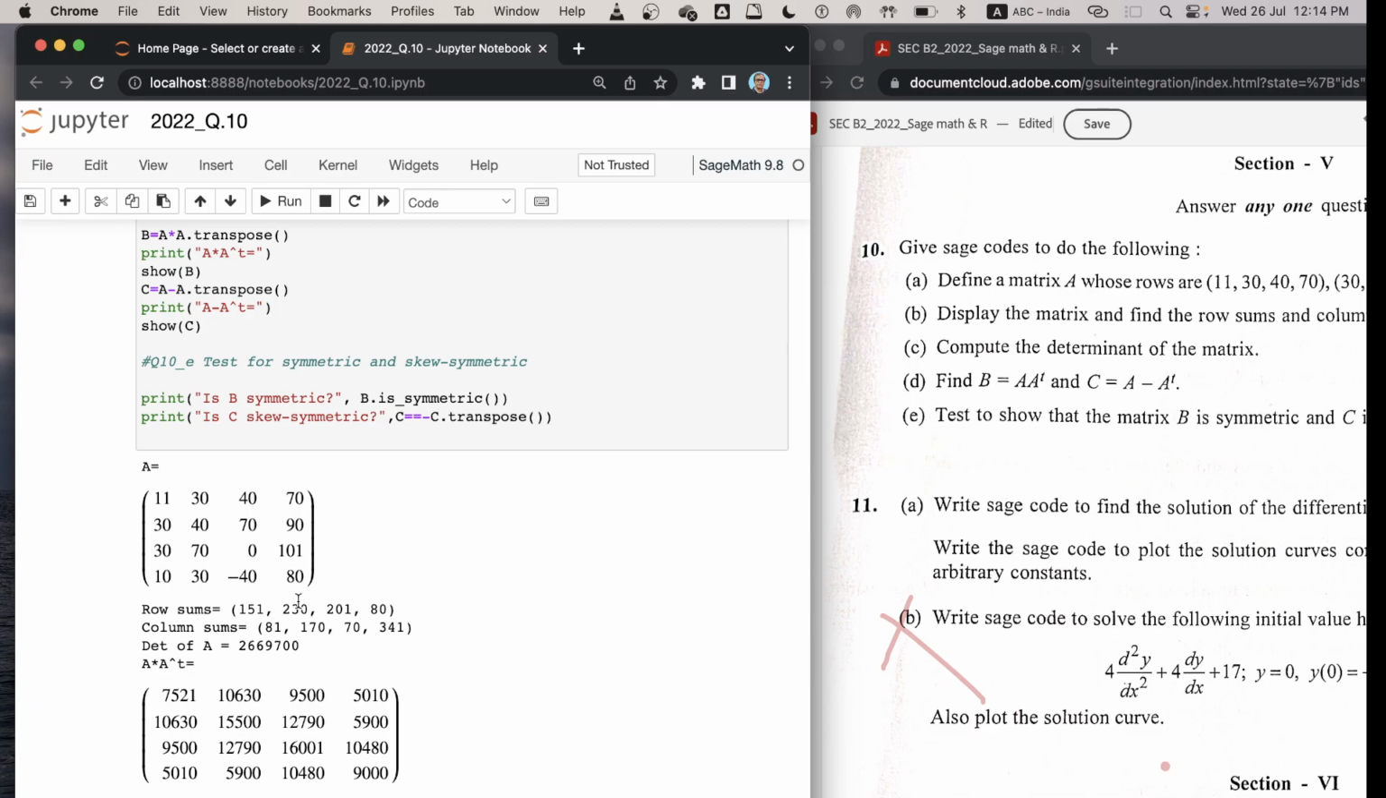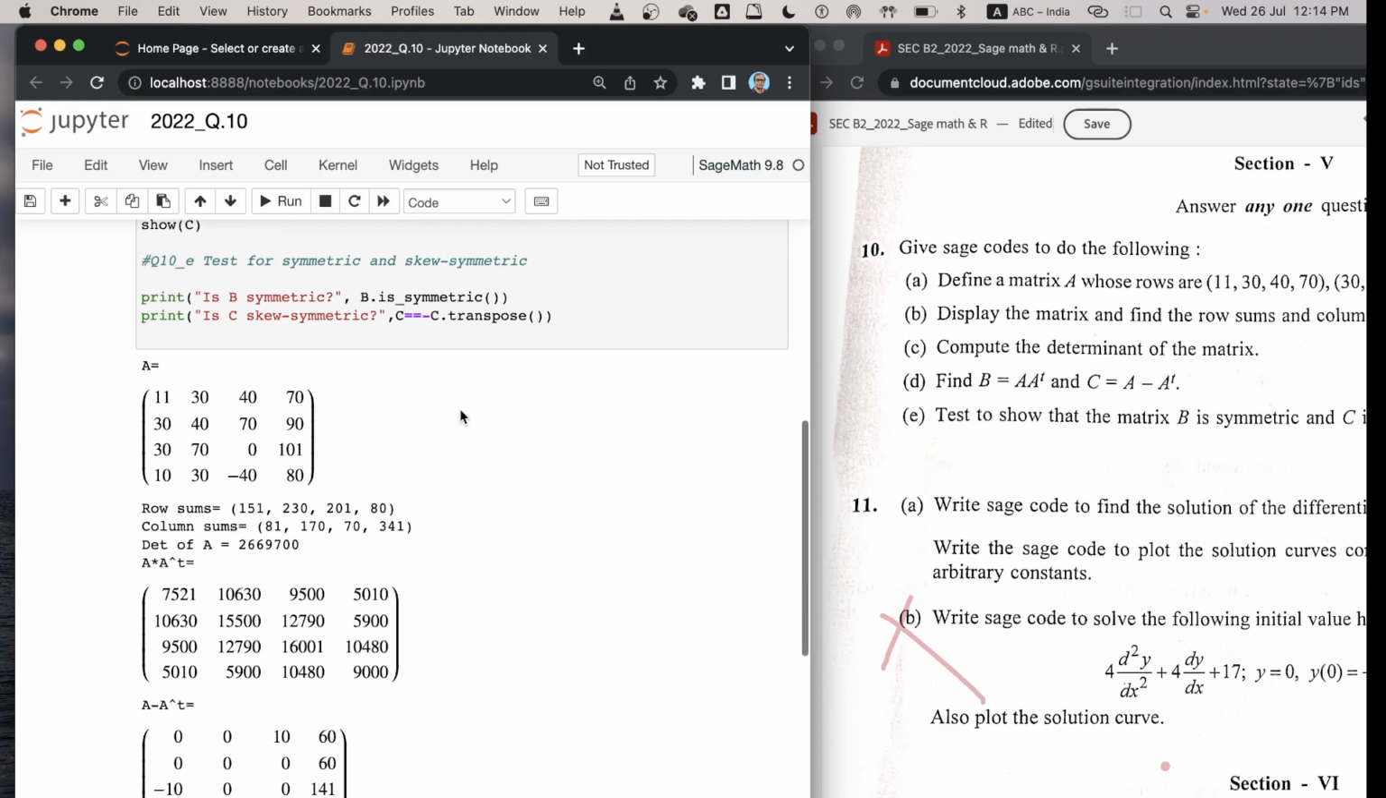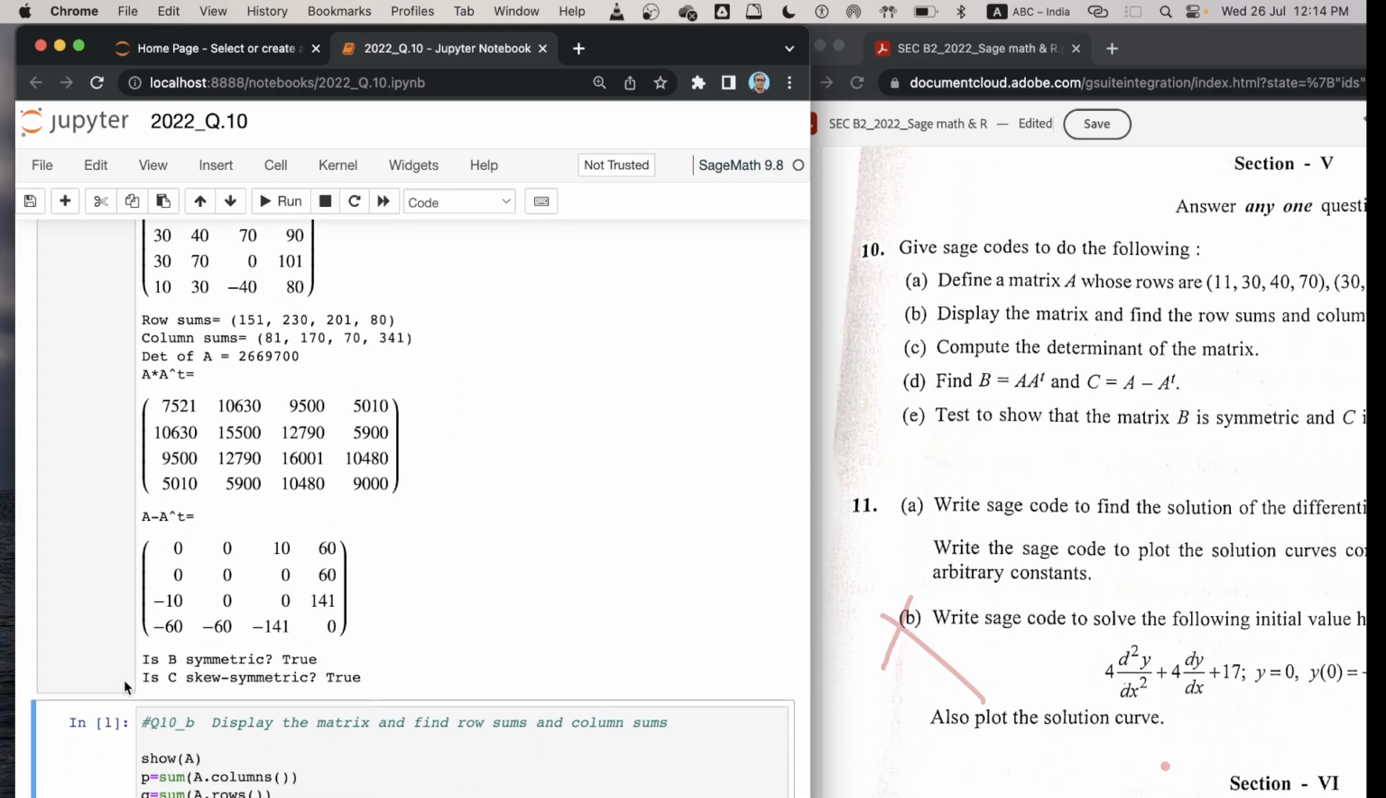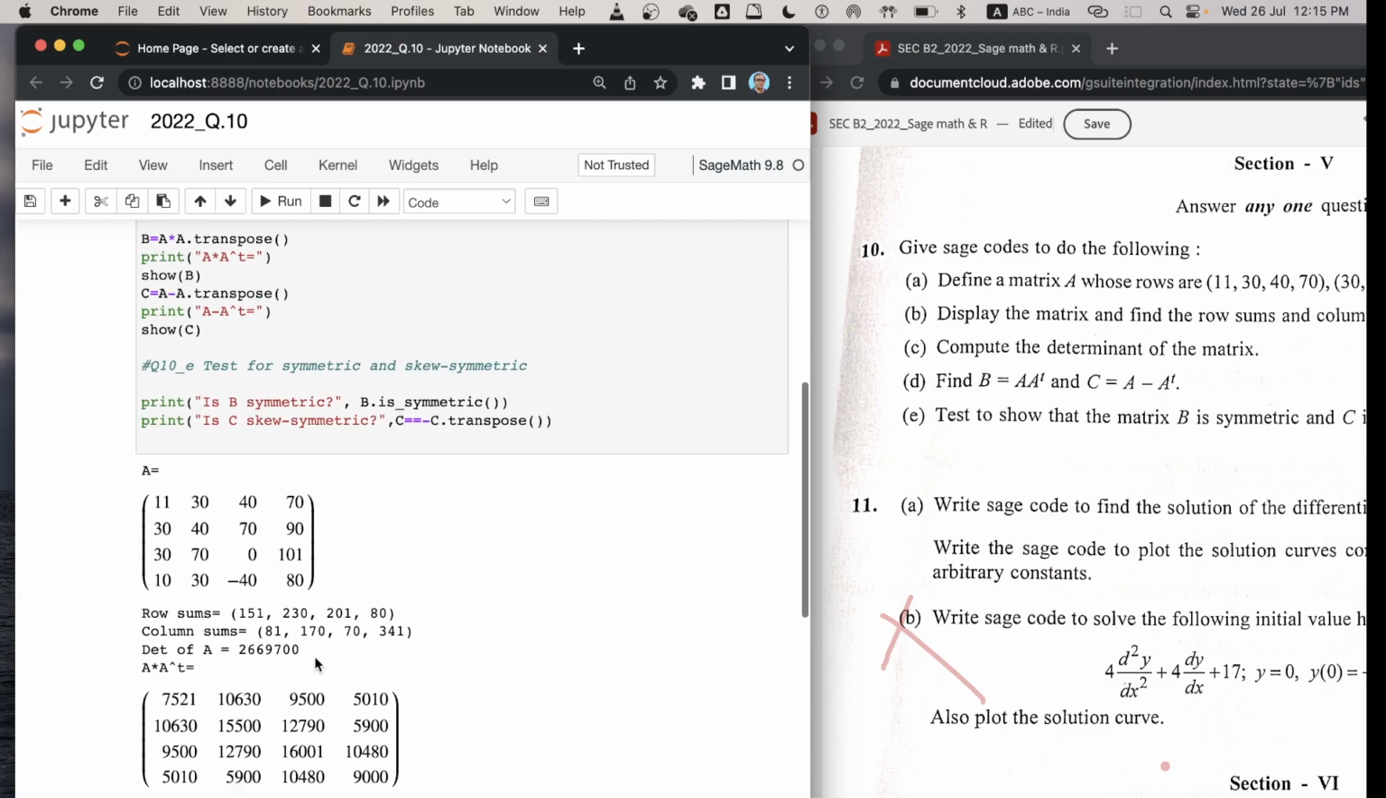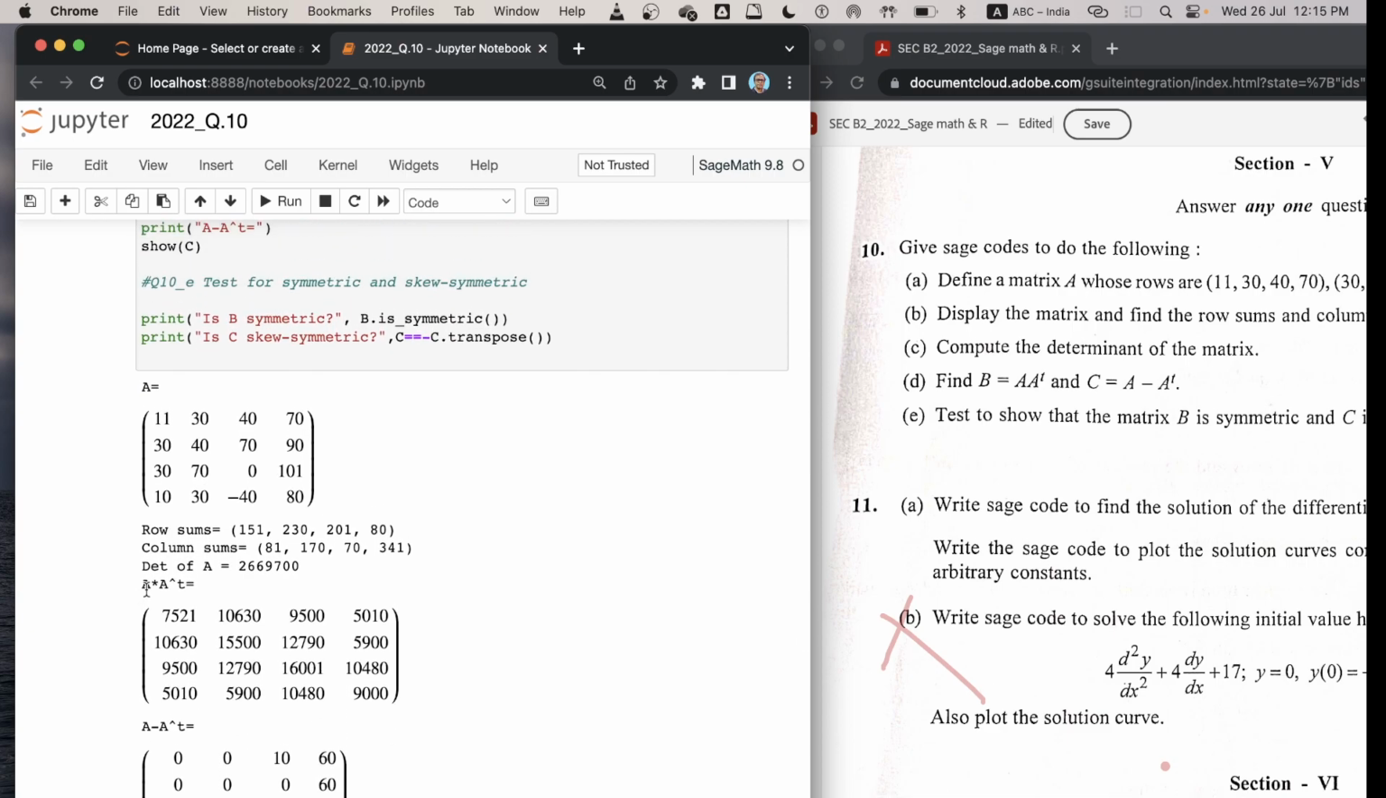Next, question 10E, test for symmetric and skew symmetric. Print B dot is underscore symmetric. So is underscore symmetric is a predefined function in Sage to check whether B is symmetric or not. If B is symmetric, then the output is true, otherwise false. So B is symmetric is true. This matrix B, that is A times A transpose, is obviously a symmetric matrix.